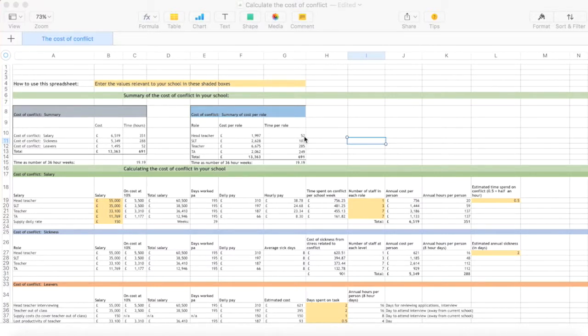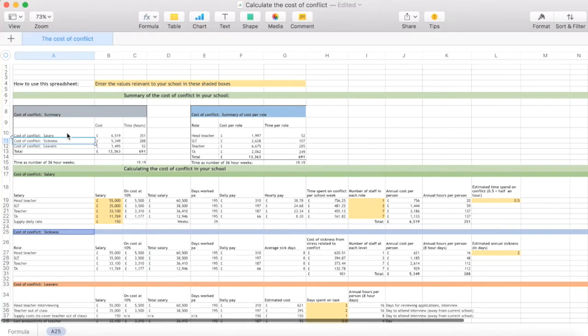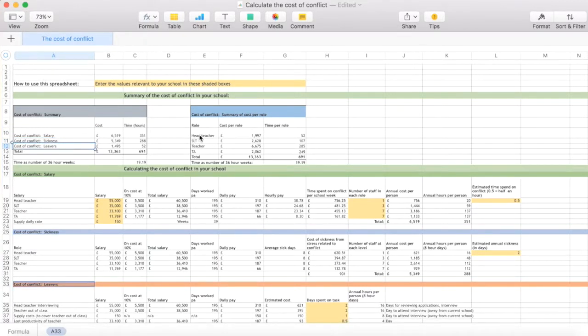So at the top, you've got a couple of summary boxes, and these give you slightly different breakdowns of the data. The first shows you the cost of conflict in terms of salary, sickness and leavers. And then this box shows you the cost of conflict for different roles. And you can see the cost both in terms of time and money. This first section is the breakdown for salary, the second section for sickness, and the third section for the cost of recruiting, replacing leavers.